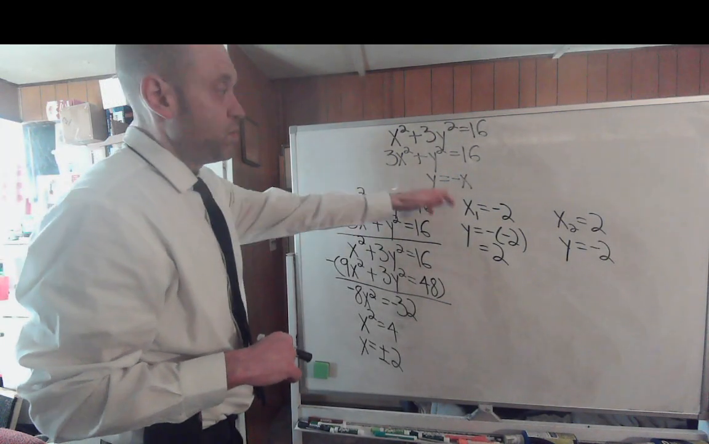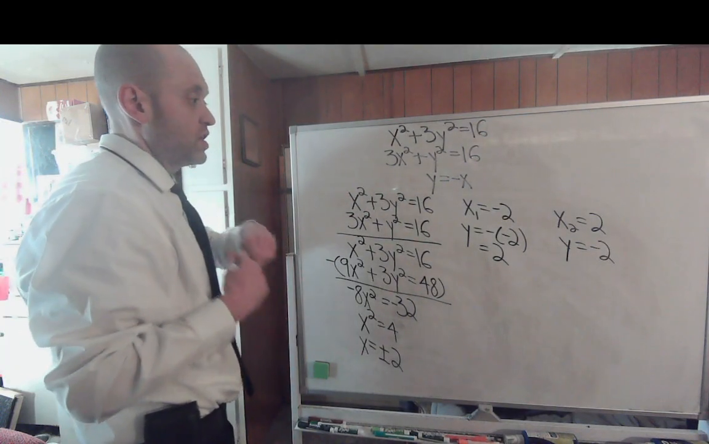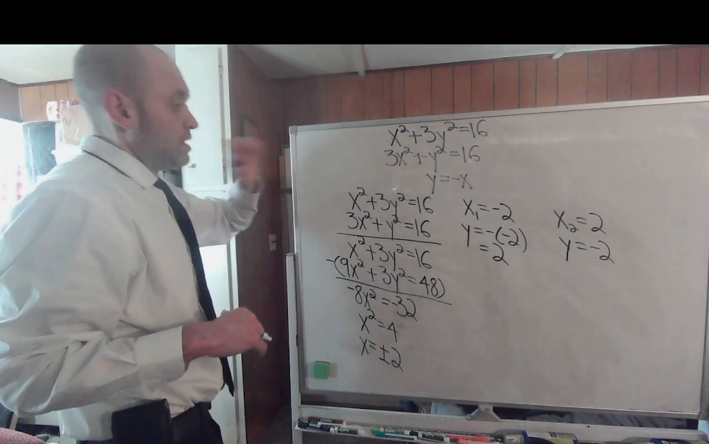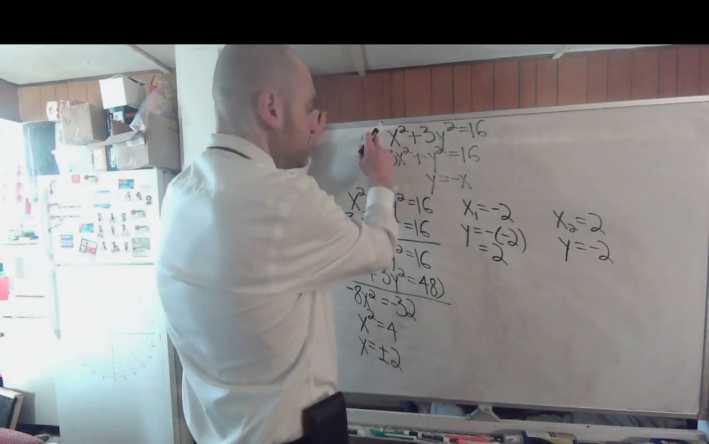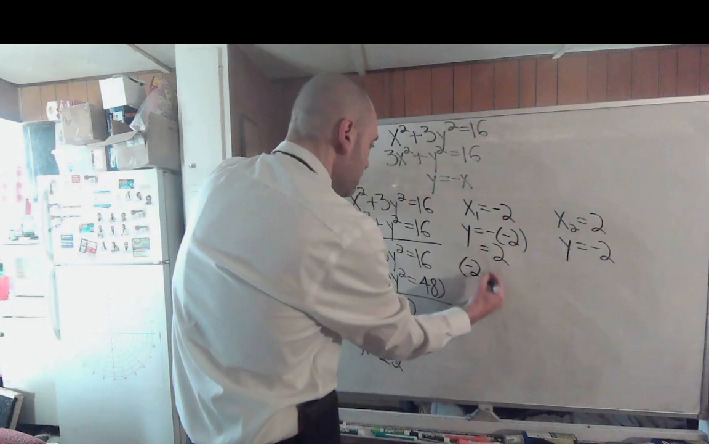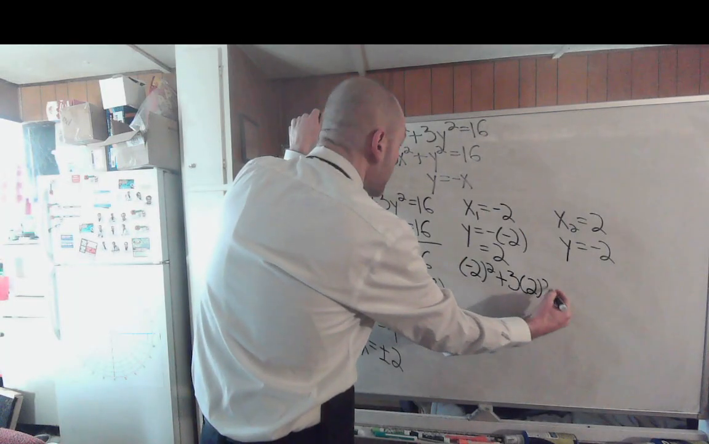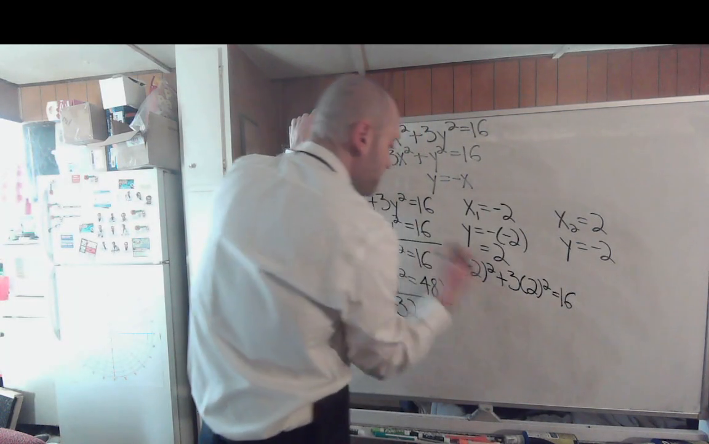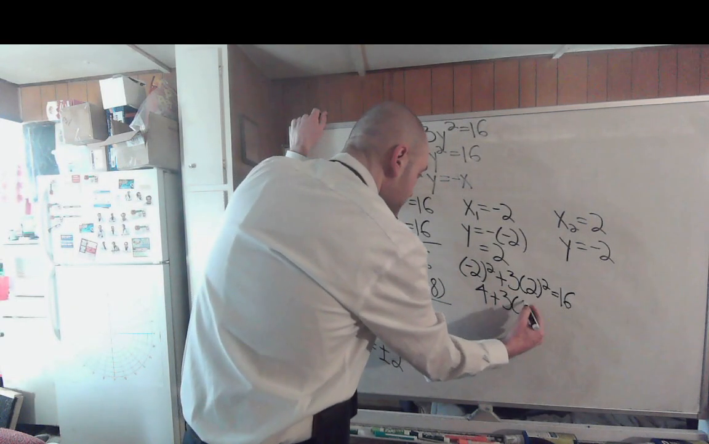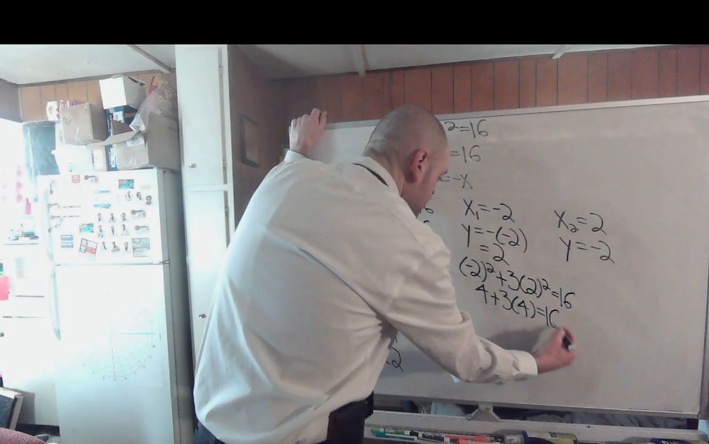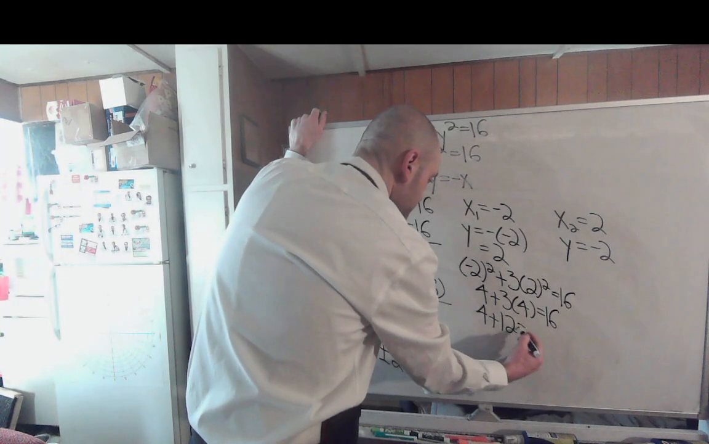We know it works in y equals negative x. Let's test it in one of these two equations to see if it works. So let's take your first ordered pair. So x1, we'll take negative 2 to the second power plus 3 times your positive 2 to the second power. Set that equal to 16, which would turn into 4 plus 3 times 4 equal to 16, which would also turn into 4 plus 12 equals 16.